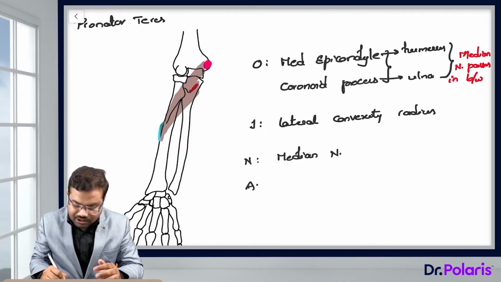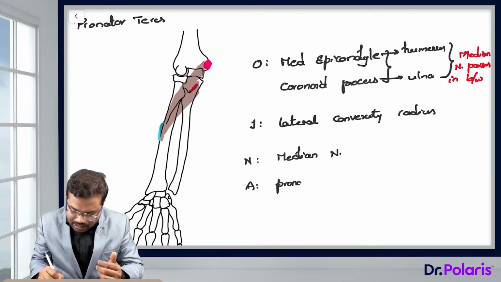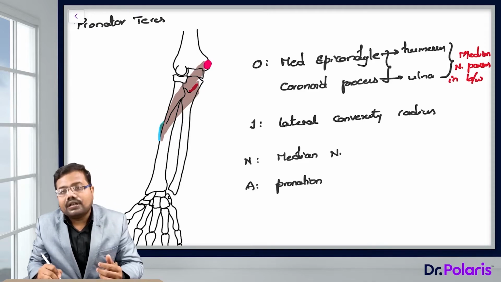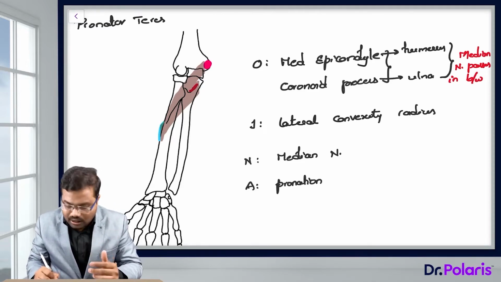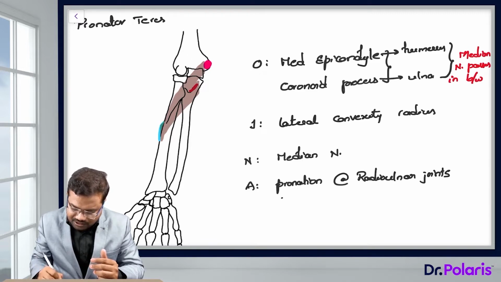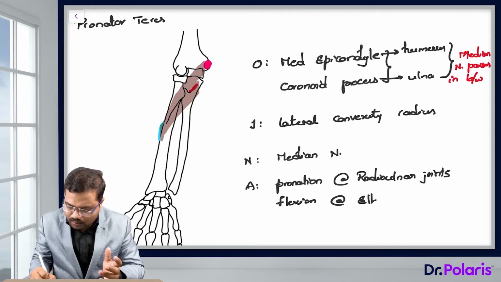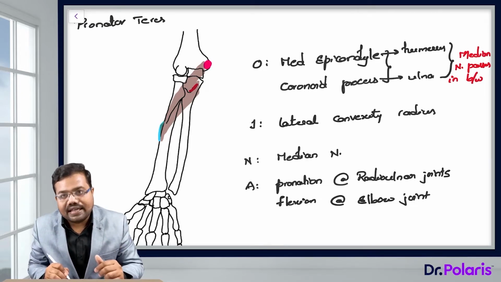And what will be the action? The name itself suggests Pronator Teres. So it helps in pronation and part of the flexion at the elbow joint. Pronation and supination occur at the radio-ulnar joints. So pronation at the radio-ulnar joints and a slight flexion, very poor flexion, but it is present in the elbow joint. This is regarding the first superficial muscle, the Pronator Teres.